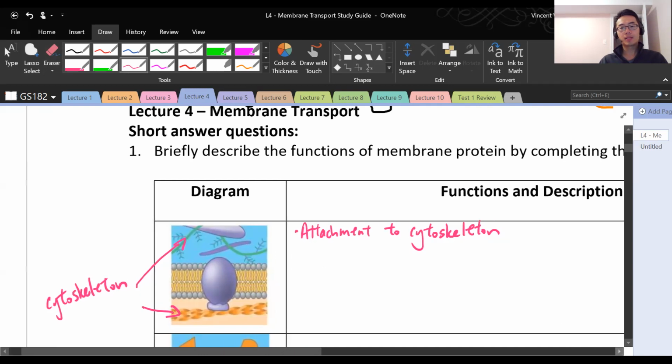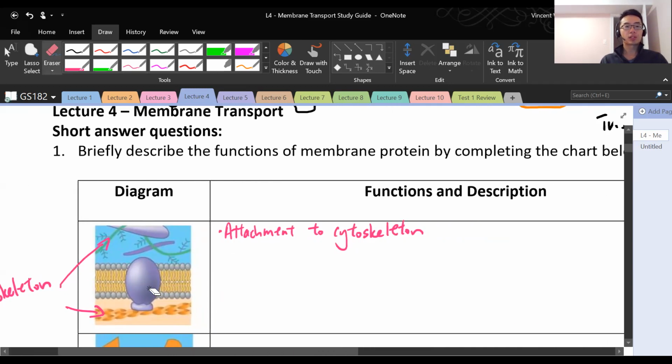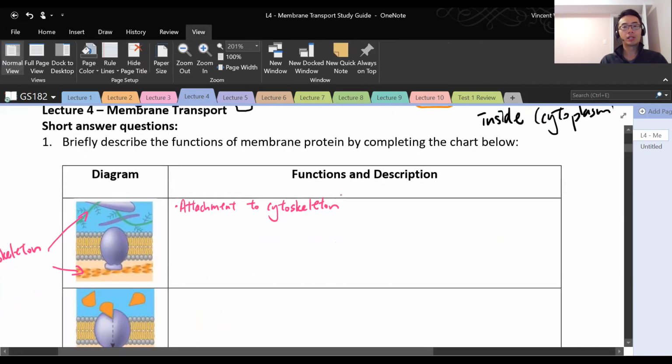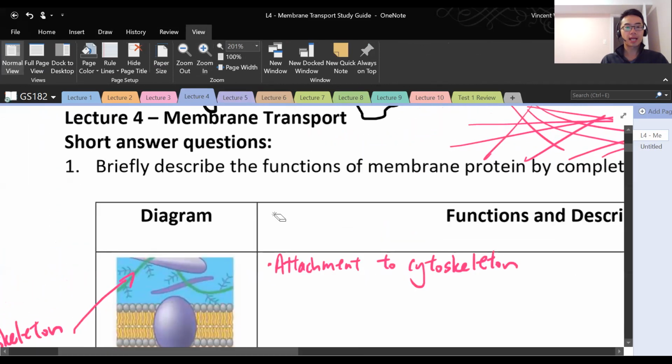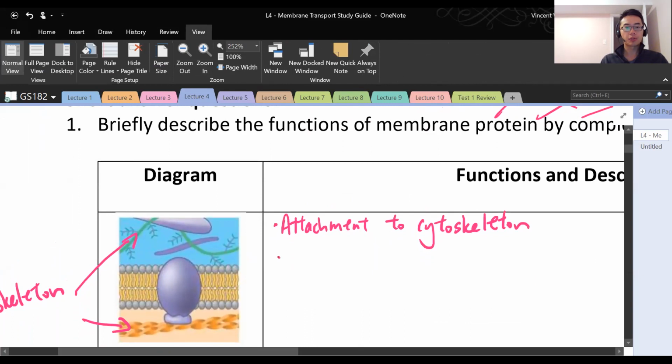Right? So something needs to be able to attach to it, right? And that's what the membrane proteins are for. So in the diagram here, maybe there are some cytoskeleton here on the inside. Okay, so this part would provide like an anchorage point to attach to the cytoskeleton. Same thing on the outside. So by attaching to the cytoskeleton, the membrane protein allows the cell to maintain and support cell shape.